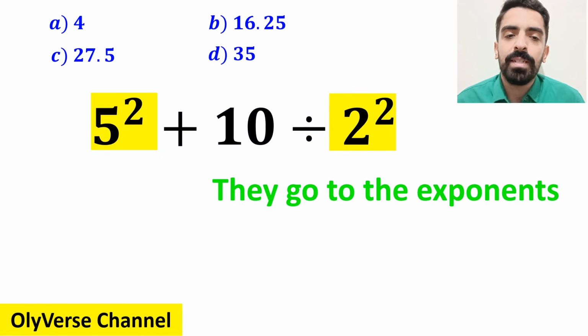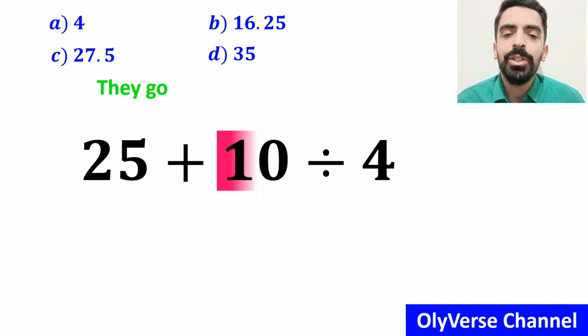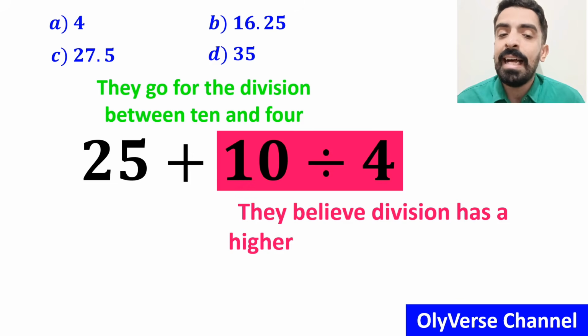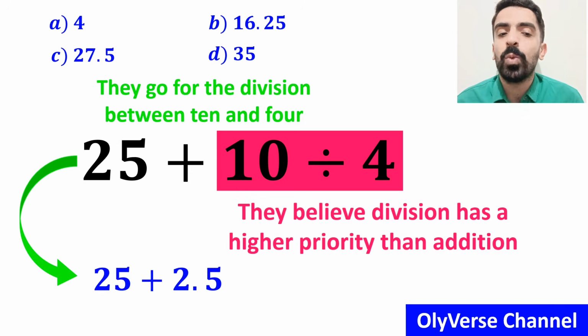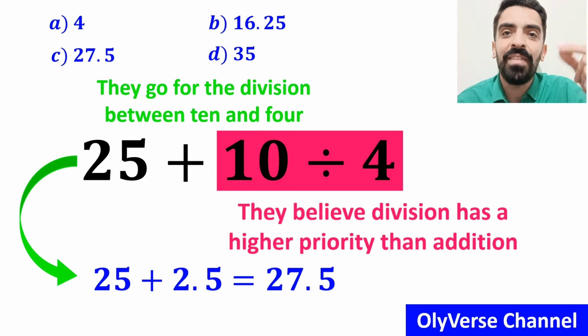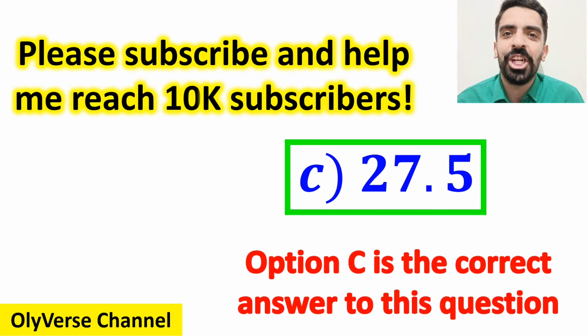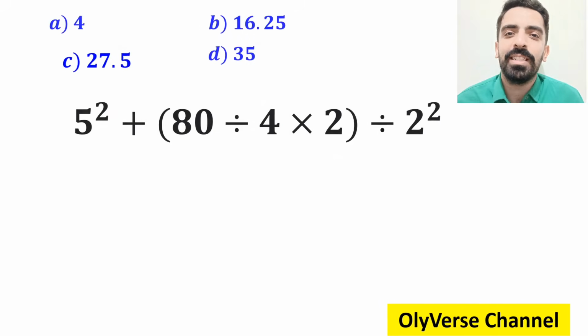Then they go to the exponents and simplify this expression to 25 plus 10 divided by 4. And the final step, they go to the division between 10 and 4 because they believe division has a higher priority than addition. So, they rewrite this equation as 25 plus 2.5, which finally gives them the answer 27.5. Then, they quickly say that option C is the correct answer to this question. However, this answer is absolutely wrong.